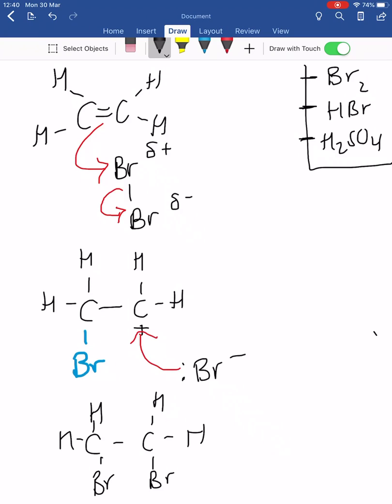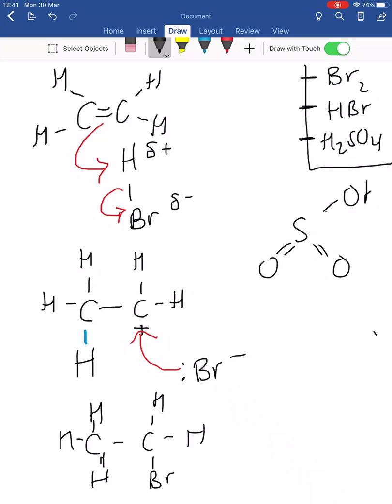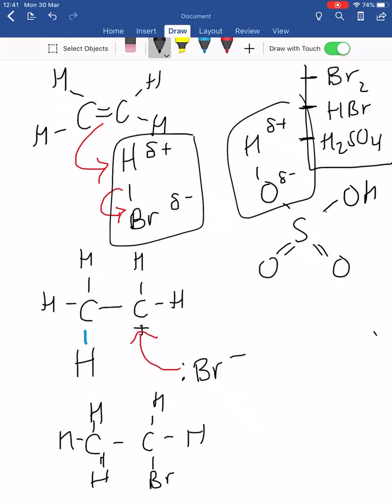With HBr, it is the exact same mechanism, except one of the Brs is just hydrogen. Nothing else really changes. Likewise, with H2SO4, it is a similar mechanism, except you are expected to know the formula, or the displayed formula, for sulfuric acid. That becomes your partial positive, and that becomes your partial negative. Nothing else changes. That will just replace this. So that's all the basics of electrophilic addition.